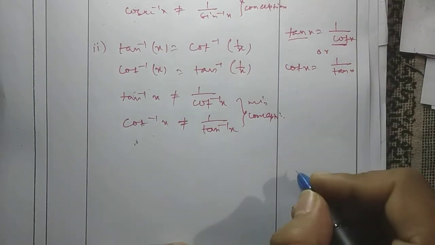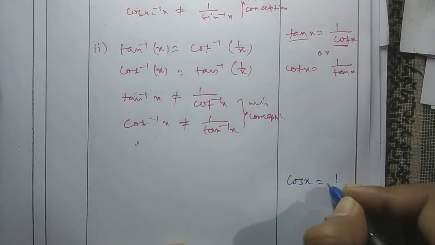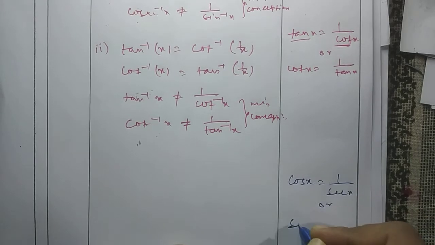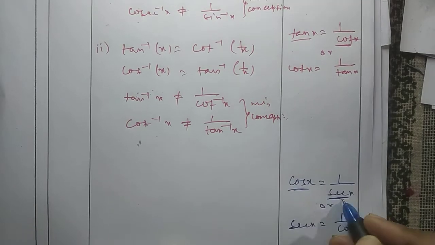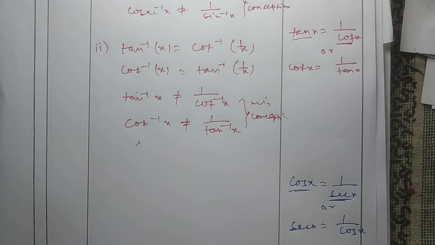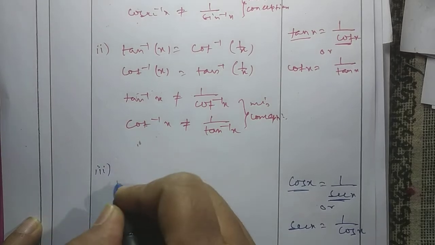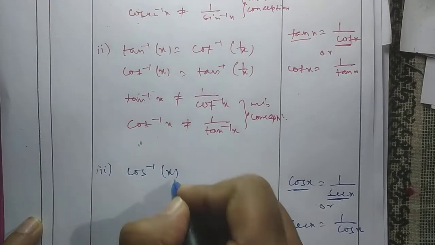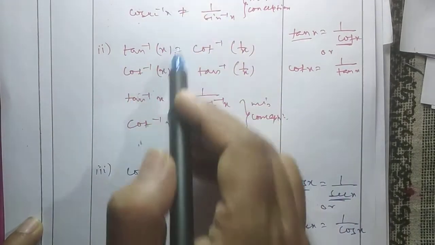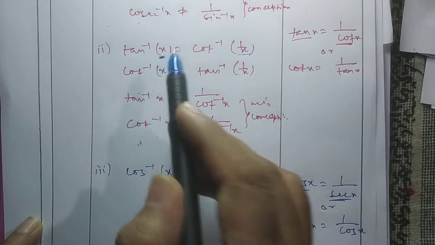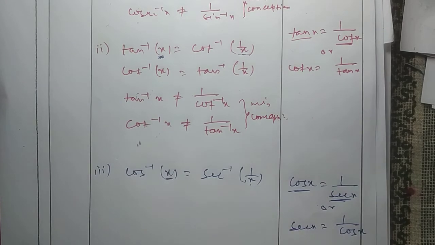Similarly, in class 10 we had cos x equal to 1 by sec x, or sec x equal to 1 by cos x, because cos and sec are both reciprocals. Now let's see what happens in their corresponding inverses. Correct? But here cos inverse of x can be written as sec inverse of 1 by x, like before. Here only the value will be reciprocal.